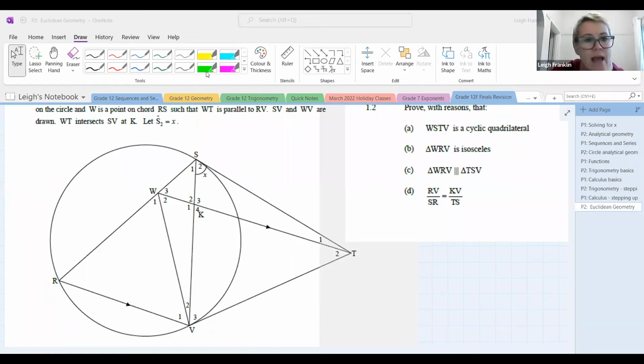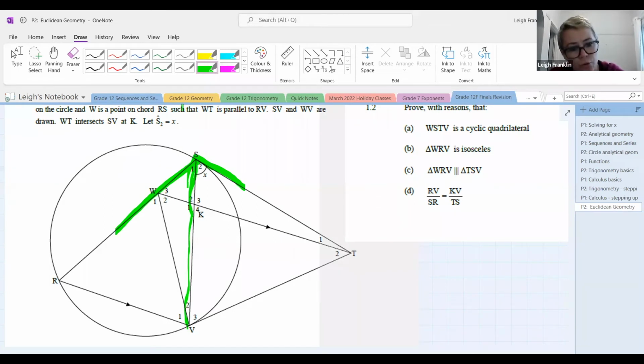Okay, so in other words, now listen to the words and look at what I'm highlighting. The angle between the tangent and the chord, which I'm drawing very badly, is equal to the angle in the alternate segment. So that would be R. Okay, so S2 equals R. R is also equal to X. All right, that's what I'm trying to say.